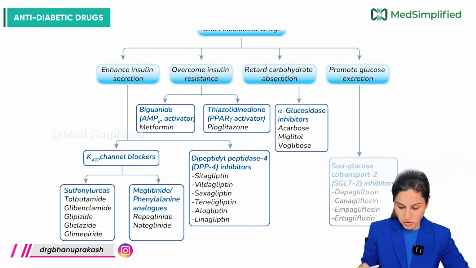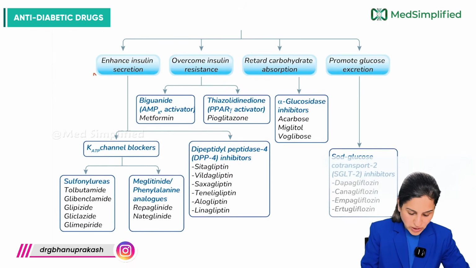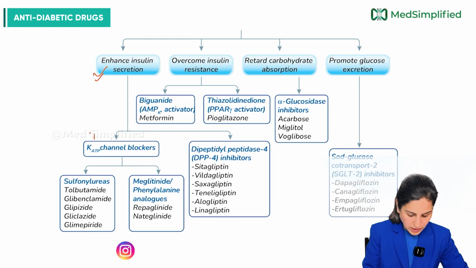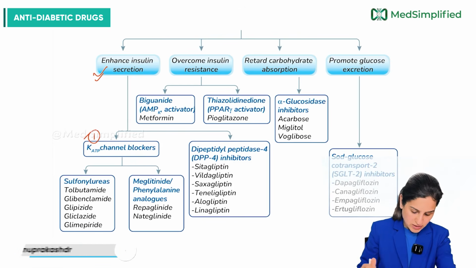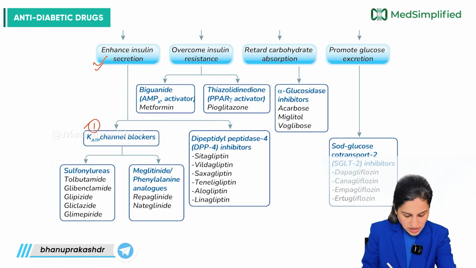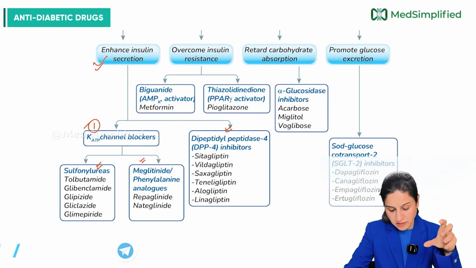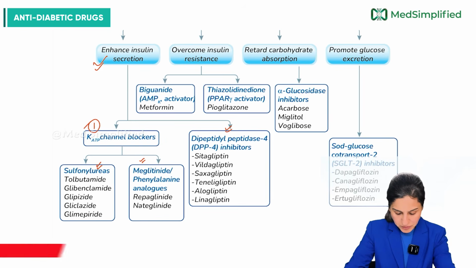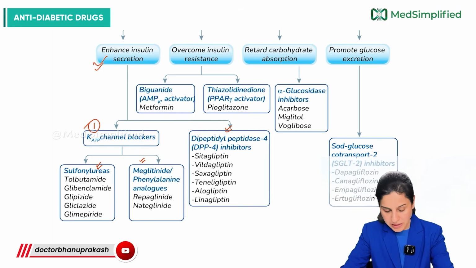We have the oral anti-diabetic drugs. Here, the drugs which enhance insulin secretion: number one, the drugs which act on the ATP sensitive potassium channels, or block them, which are sulfonylureas and meglitinides. Then we have drugs which inhibit DPP, the enzyme responsible for metabolism of GLP. These are your gliptins, DPP4 inhibitors, sitagliptin, vildagliptin, etc.